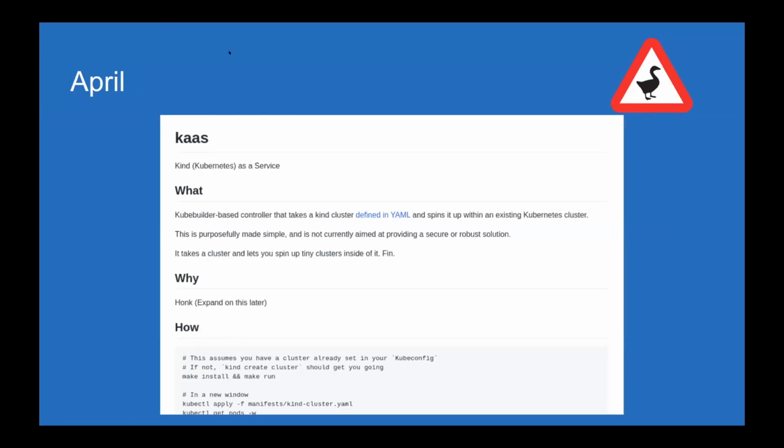So March is a few months ago. What's been happening since then? One of the things that I've been working on is to make it even more scalable.